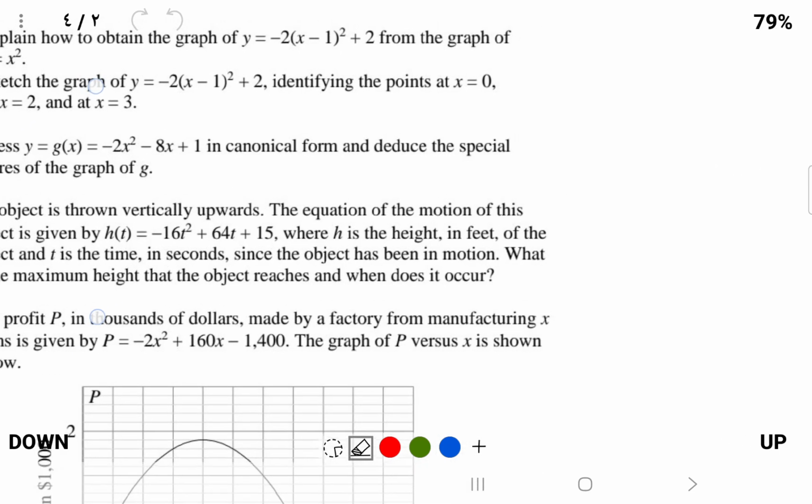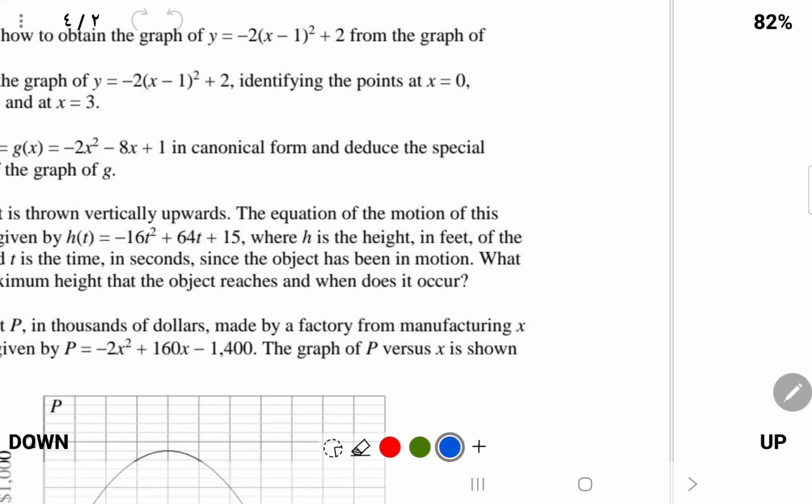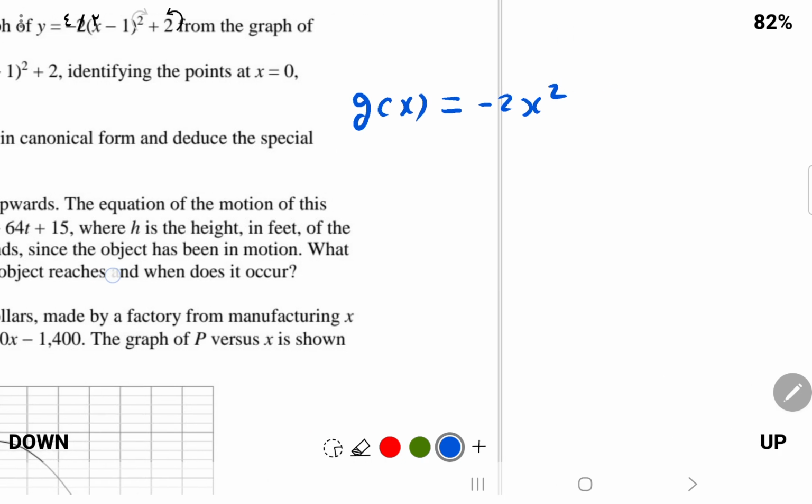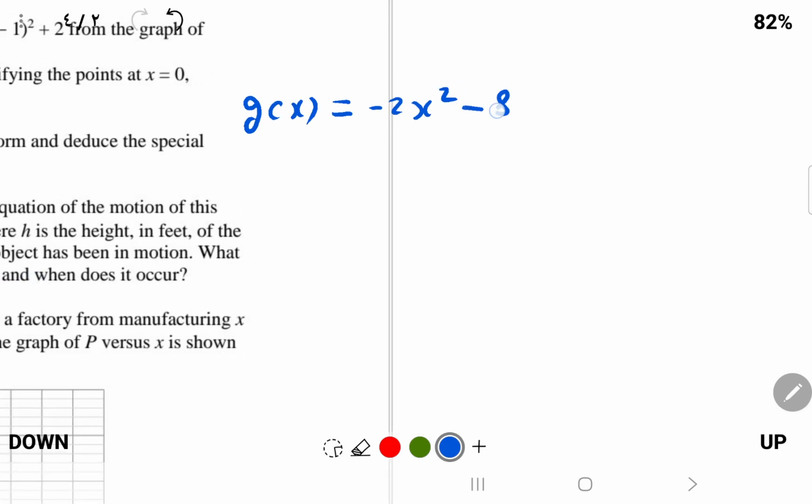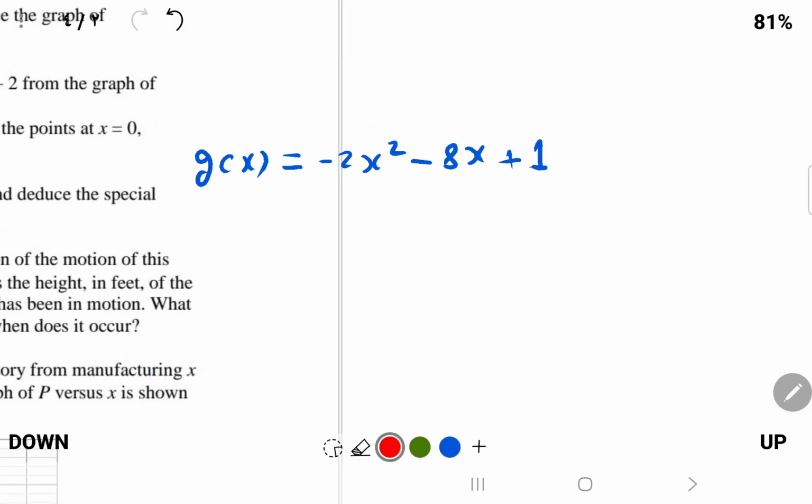To solve this question, first step, let me write it in canonical form. You have the equation of the question: g of x is equal to negative 2x squared minus 8x plus 1. What is the canonical form? Canonical form is like this: a times (x plus b) squared plus c. So you have to find a, b, c.